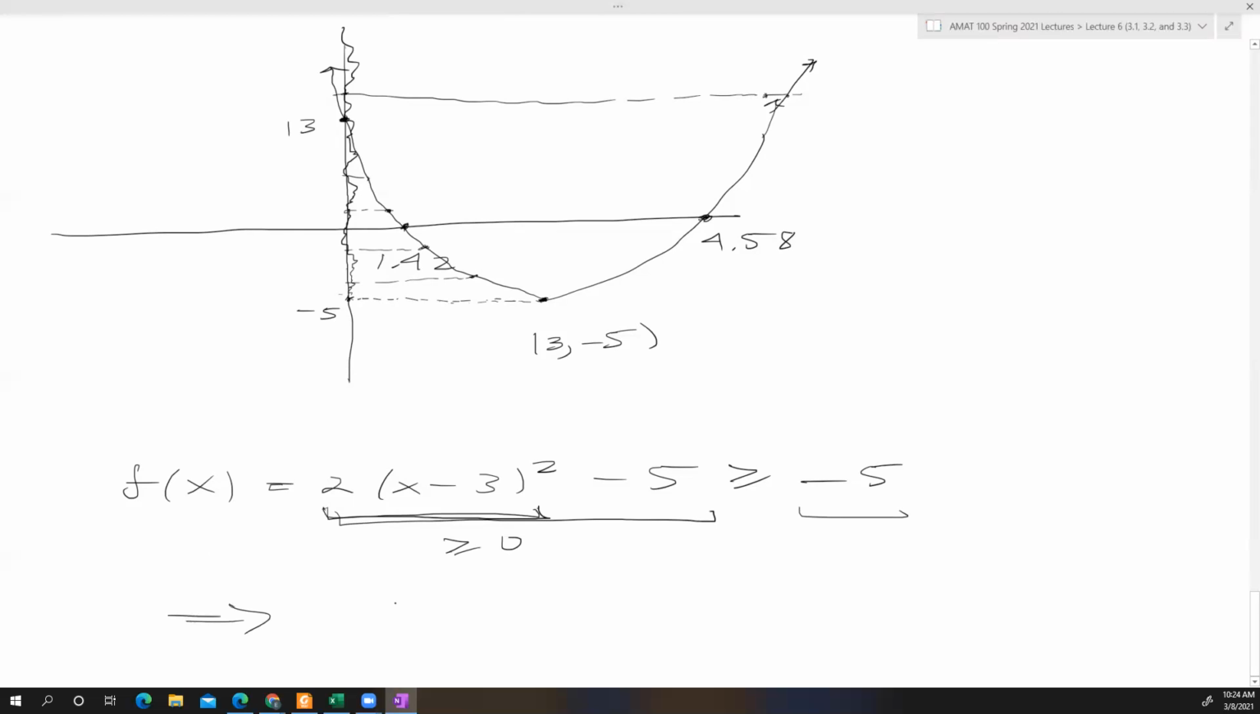So from the plot, we can deduce what the range is, but from the function in standard form, we can also deduce the range, or what I call the image. And we can see that the image is -5 to infinity.